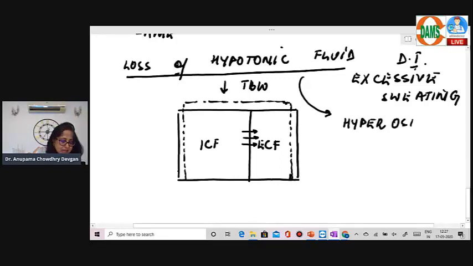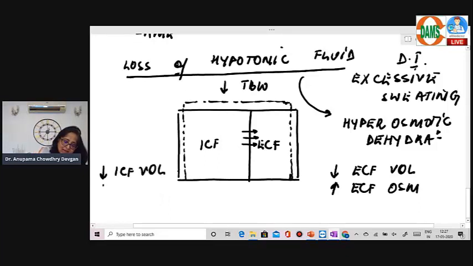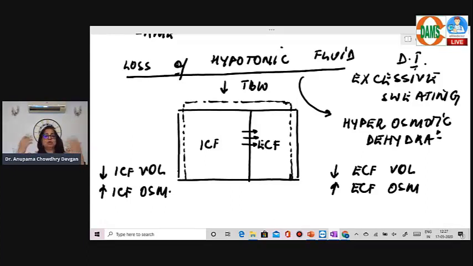hyperosmotic dehydration. There is a decrease in ECF volume. There is an increase in the ECF osmolality. There is a decrease in the ICF volume, and there is an increase in ICF osmolality. This is what happens in loss of hypotonic fluids. Right? It will produce a hyperosmotic dehydration.